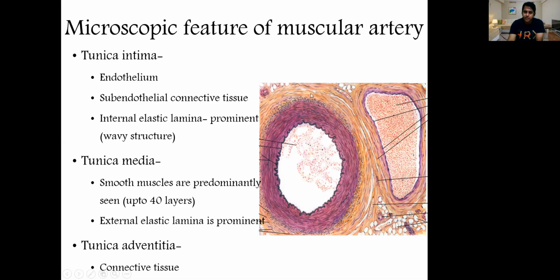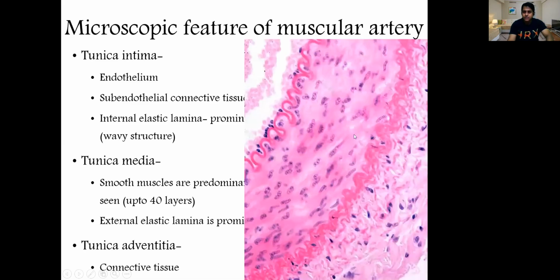Tunica adventitia is again a connective tissue which has collagen fibers and bundles of smooth muscles which are running longitudinally. This is a histological H&E preparation of a medium-sized artery, or the muscular artery.